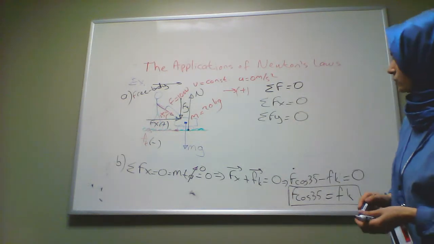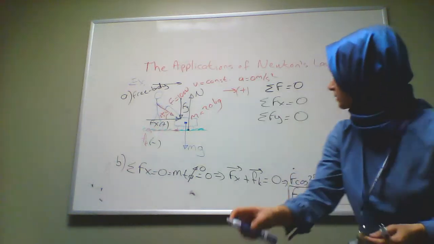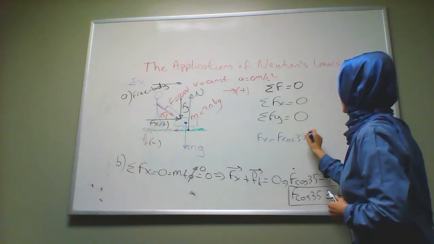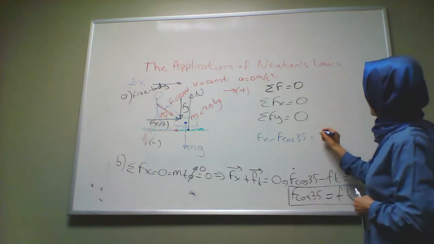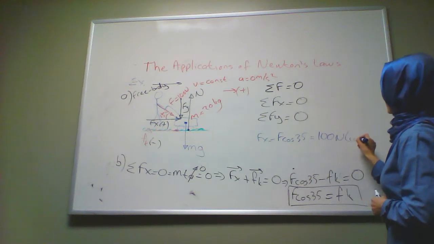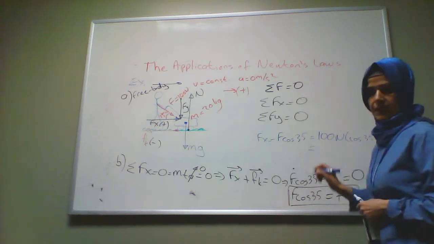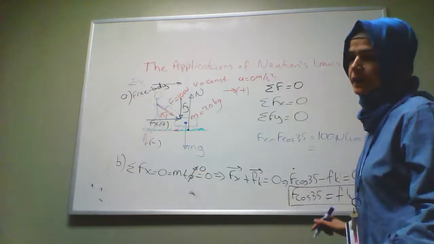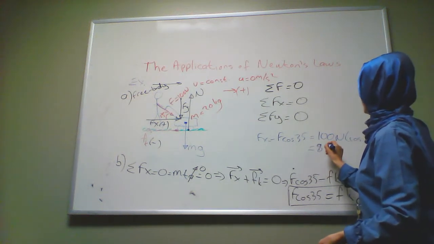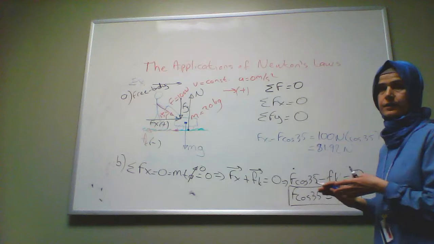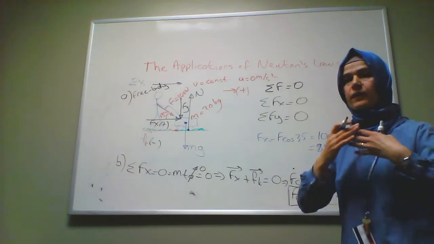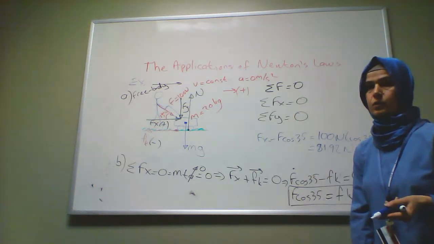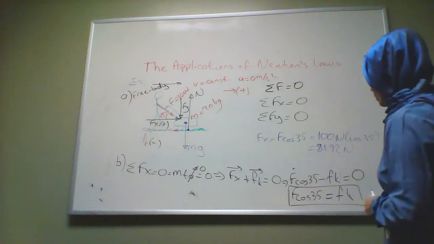Let's find Fx actually somewhere. So Fx is equal to F cosine 35. 100 Newton times cosine 35. The answer must be 81.92 Newton. So 81.92 Newton. Go ahead and practice this, solve it yourself. If you solve a question yourself, although it's in here, it will help you understand the situation better. Writing down notes, solving the problems yourself is very, very important for physics.